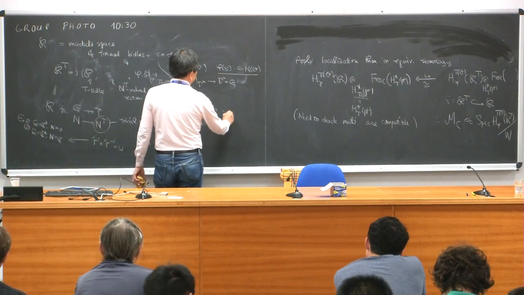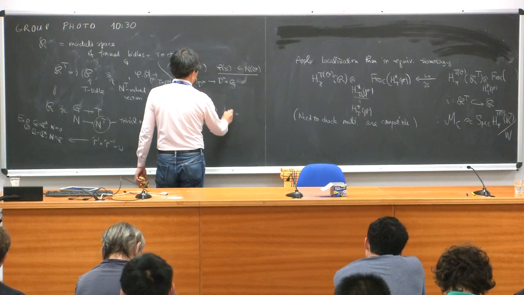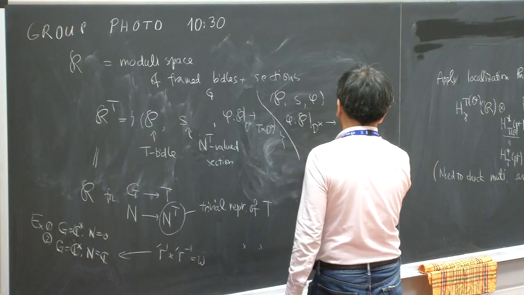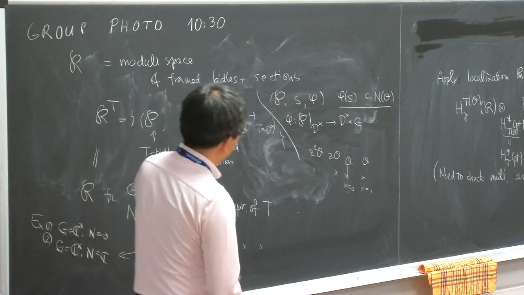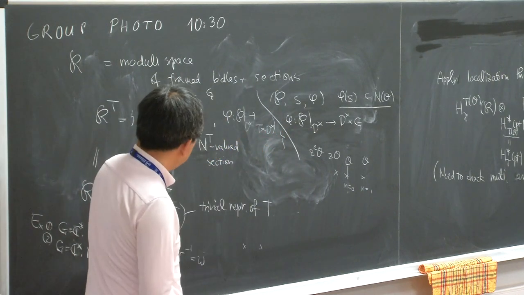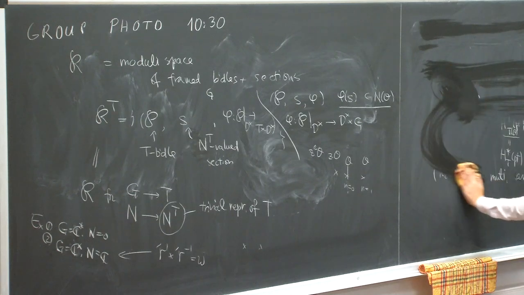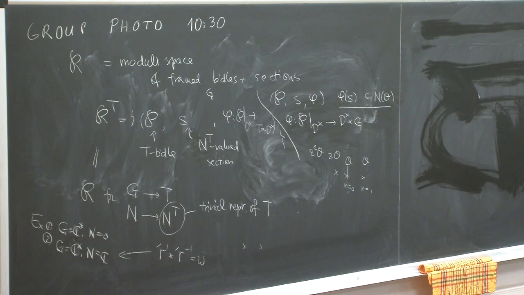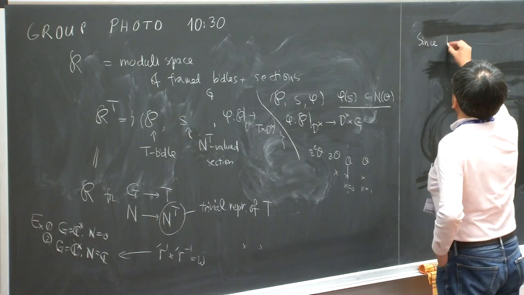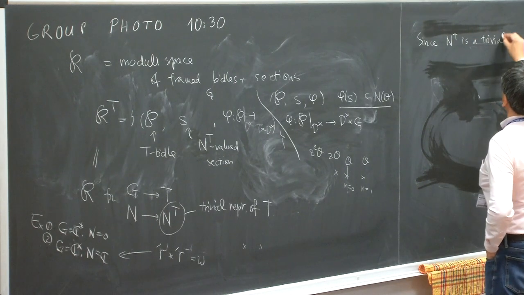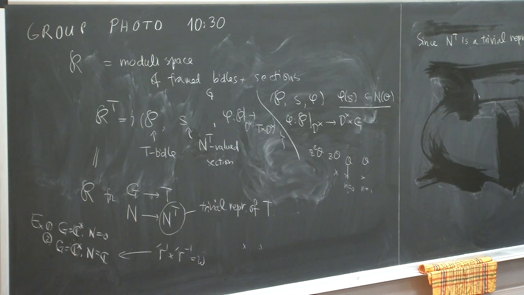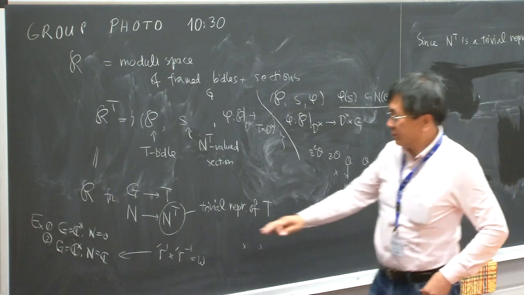I draw this picture. So you have here n equals 0, O and n equals 1, O, and from here you have some different fibers. That was the reason why we get this W. But if this is a trivial representation, then this condition is automatic. So it means you can forget this trivial representation.